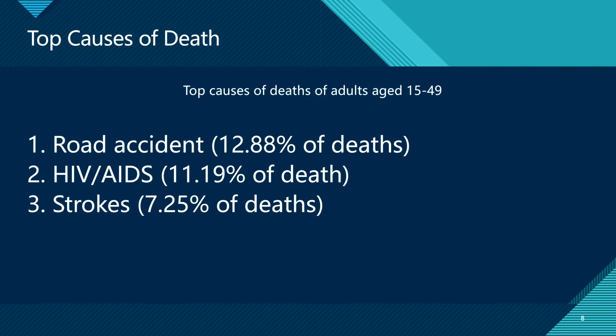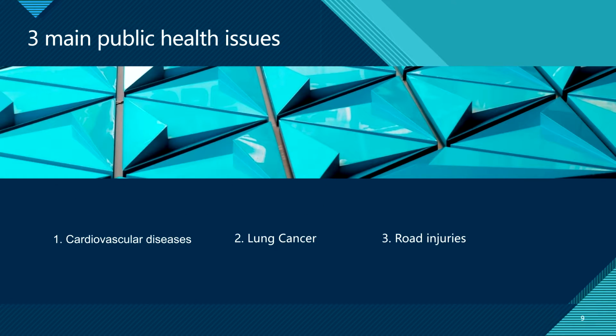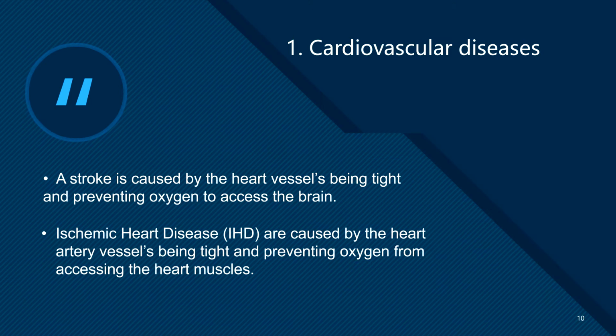This data proves that we must focus on how different age groups and age ranges are suffering from different diseases, and not just focus on DALYs lost and non-communicable diseases. We recommend three main public health issues. Number 1, cardiovascular disease. Number 2, lung cancer. Number 3, road injuries. Number 1, we recommend cardiovascular disease due to its high prevalence in deaths across all ages.